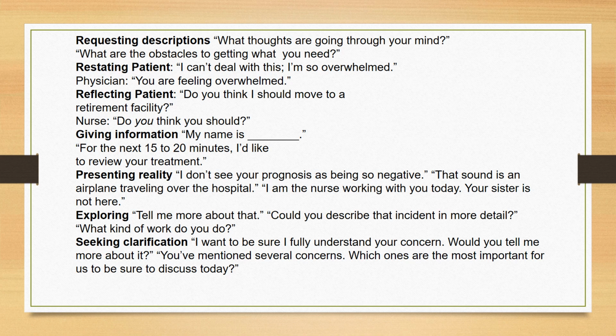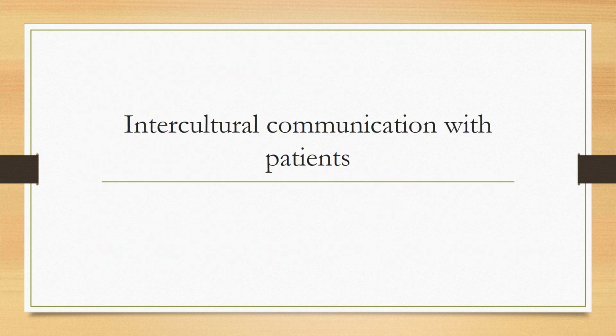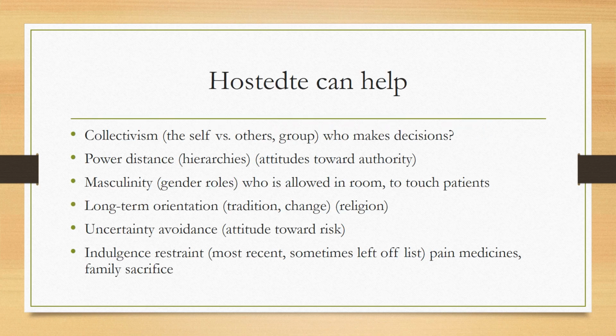Okay. And then finally, intercultural communication with patients. This is a huge topic, and so I'm just going to touch on it. I think this is where Hofstede can help. I'm a big Hofstede fan. And you remember that he had the 6 categories: collectivism, power distance, masculinity, long-term orientation, uncertainty avoidance, and indulgence restraint. And these are really, really applicable in healthcare communication.